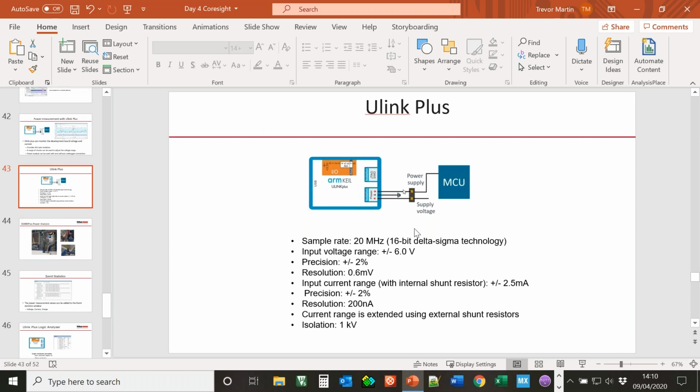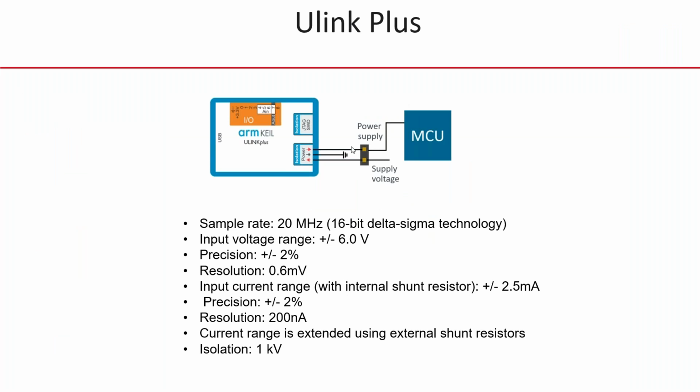Yeah, so we can connect to the power rails, and then we have a sample rate of 20 megahertz, and this is two 16-bit Sigma Delta converters, and this will go down to about a resolution of 200 nanoamps and has a maximum input current of 2.5 millivolts. So the range is controlled by external shunts, so we can plug different shunts in here and get different current range. And the whole thing is opto-isolated up to about 1 kilovolt.